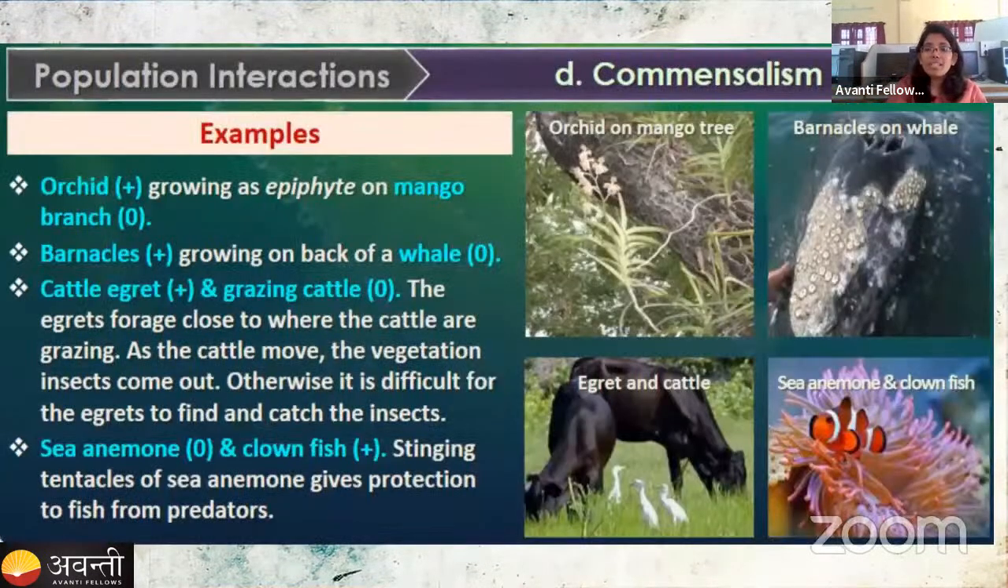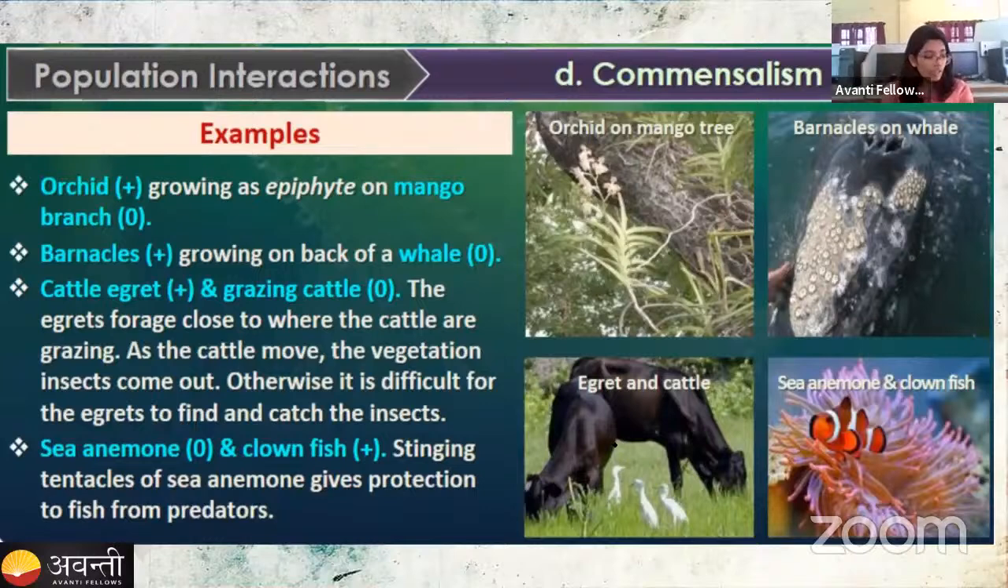And next is commensalism. You can see the examples are very important. Like orchid plants which are growing on a mango tree, where orchid plants are getting a shelter from the mango tree, but the mango tree is not affected, right? And I told you this example also. Shark example, right? Sucker fish on a shark, and barnacles on a whale, and egrets and cattle.